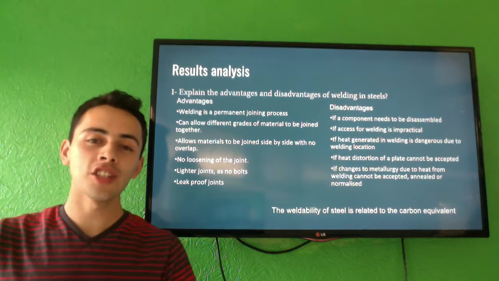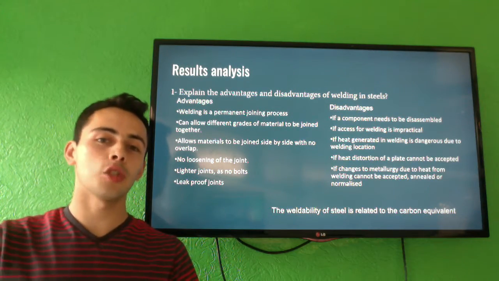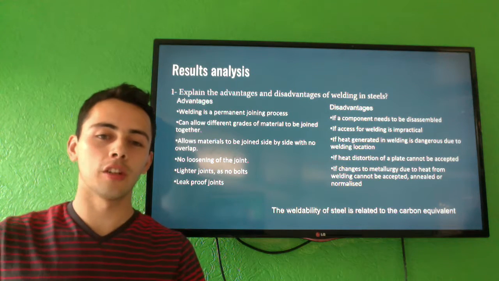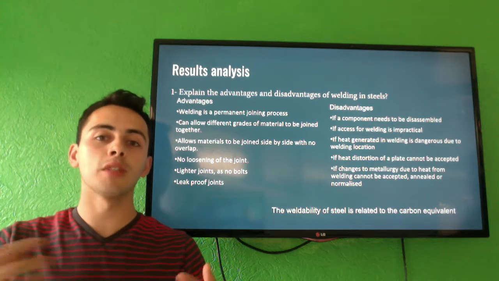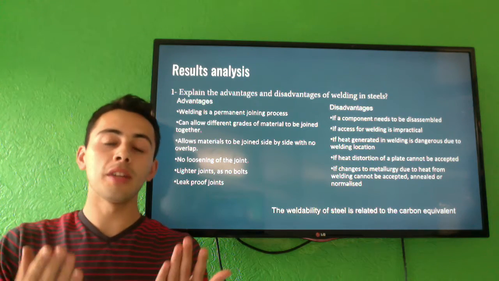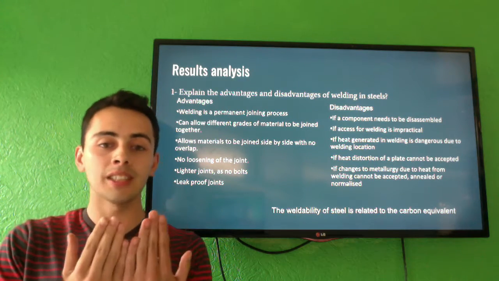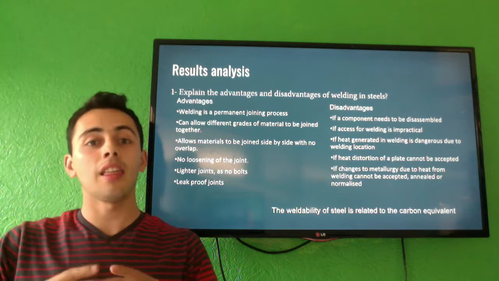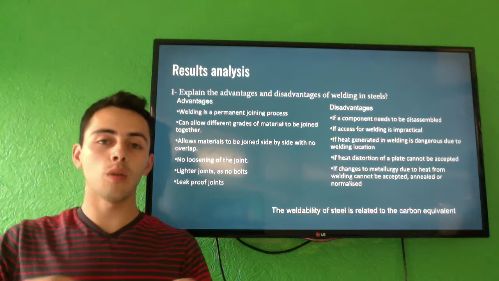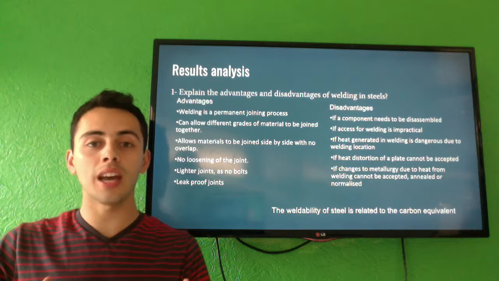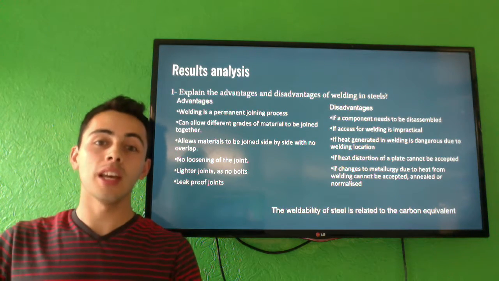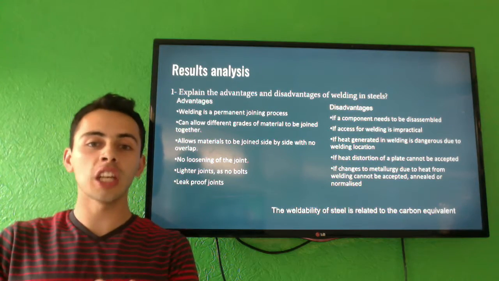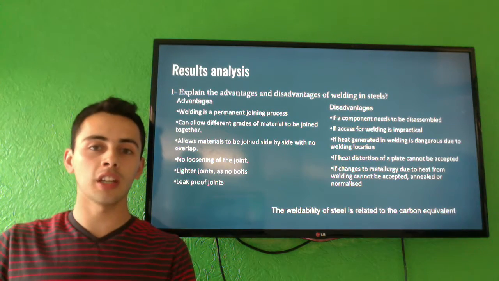There are several advantages and disadvantages to welding compared to other methods to join materials. For example, welding is a permanent process. It can allow different grades of materials to be joined together. Materials can be joined side by side instead of overlapping. In addition, there are no bolts that can be loosened, and since there are no bolts, welding is usually lighter than joining with bolts. In addition, for some applications, a leak-proof joint is necessary, which welding can give.